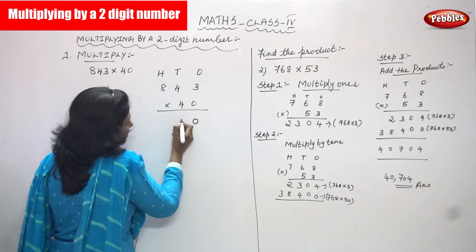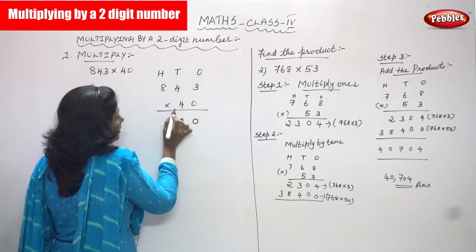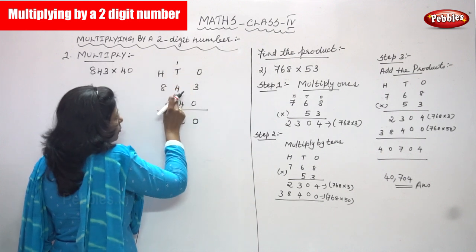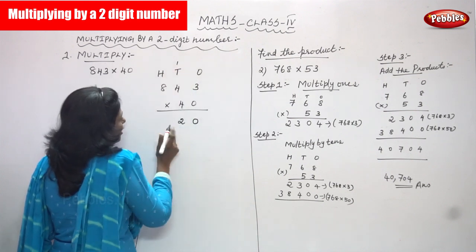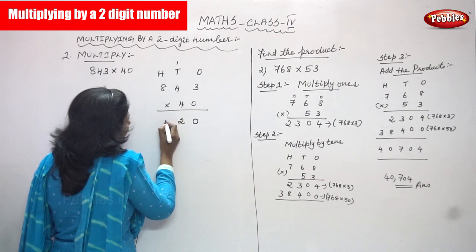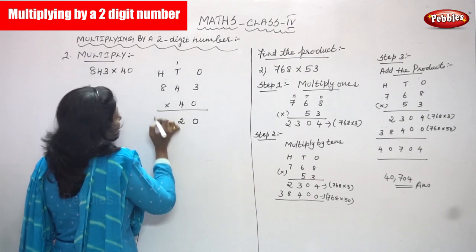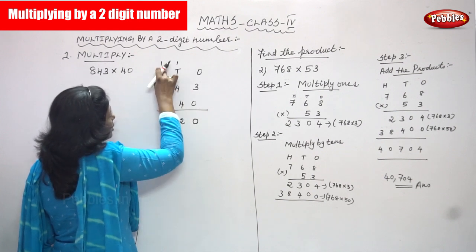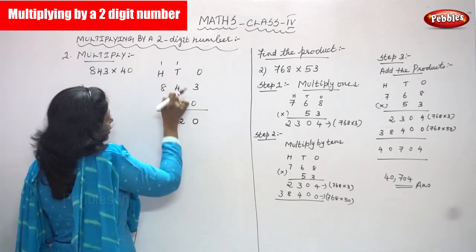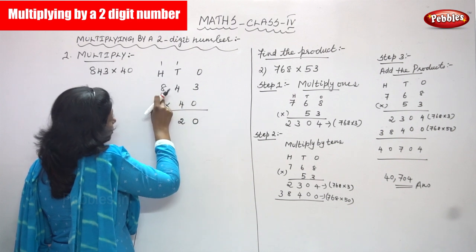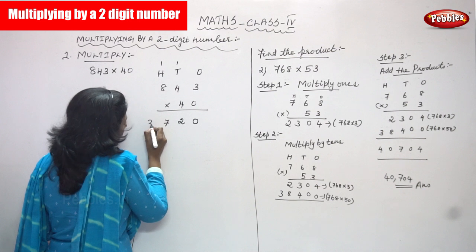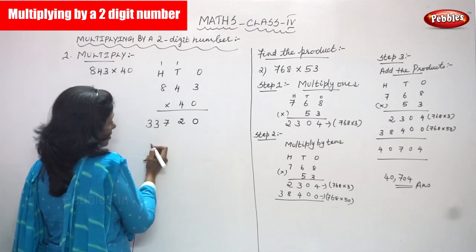4 into 3, 12. So 2 I have written. So the remaining carryover goes to the tens digit. So 4 into 4, 16, 16 plus 1, what? 17. So I have written 17. Then the remaining carryover goes to the hundreds place. So 4 into 8, 32, 32 plus 1, what? 33. I'll repeat once again.